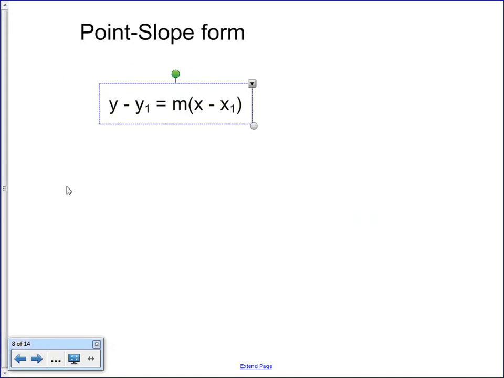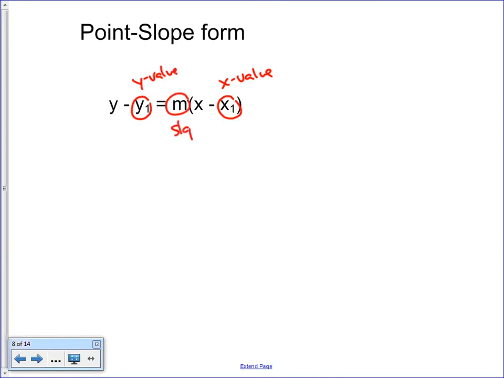So point slope form. So here is the formula, or the little equation set up for the point slope form. So it's y minus y1 equals m times x minus x1. So this right here is the x value of a point, and this is the y value of a point, and m is your slope, just like in the slope-intercept form, m is your slope. So this form is really good to use if you know a point and the slope of an equation. You don't have to worry about the y-intercept with this.